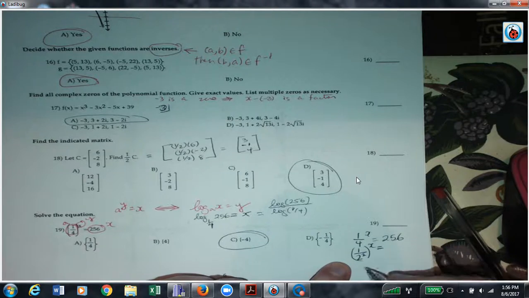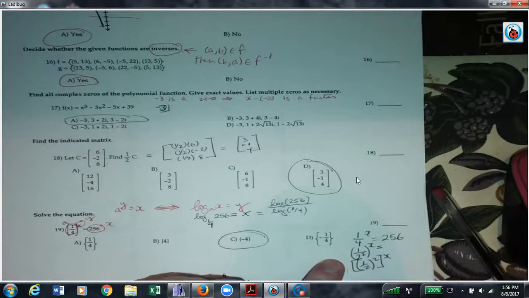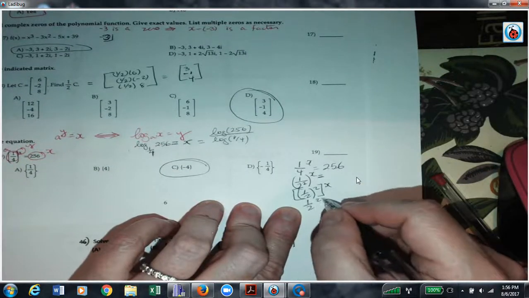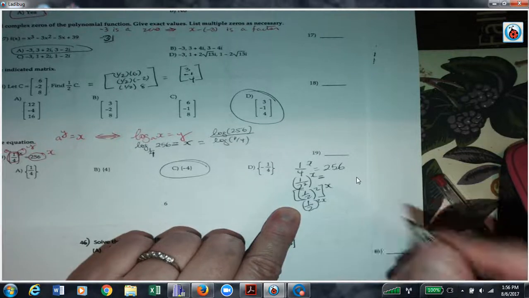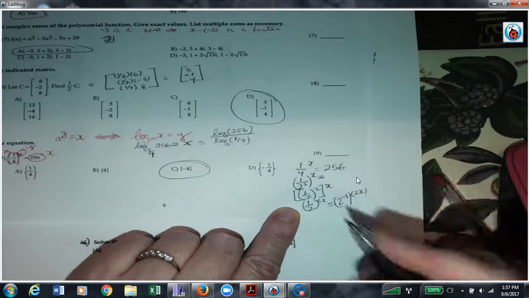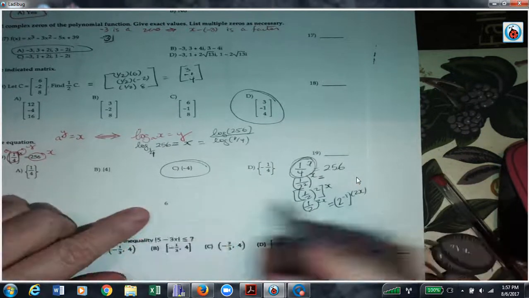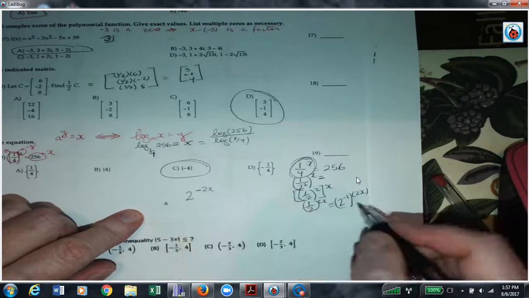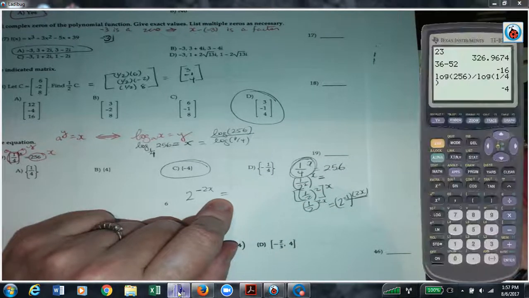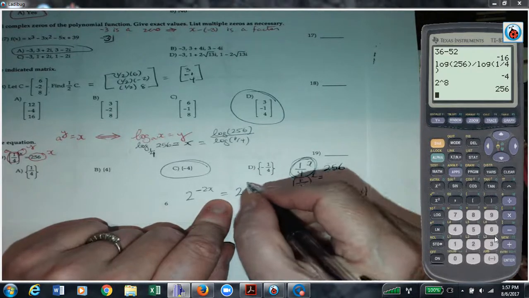4 is the same thing as 2 squared. That's the same thing as that. And of course, 1/2 is the same as 2 to the negative first power. So that is the same as 2 to the negative 2x, because I multiply those together. Now, what about 256? I think that's 2 to the 8th power. I think. Yeah, 256 is 2 to the 8th.